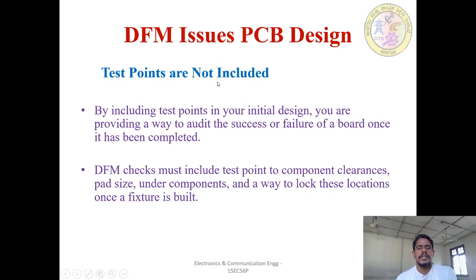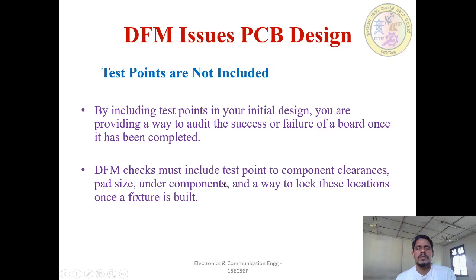Test points not being included is one of the important PCB design issues. By including the test points in your initial design, you are providing a way to audit the success or failure of the board once it has been completed. You can rework the board by providing the test points. Otherwise, you cannot rework it. You will not be able to correct it again unless you provide the test points.